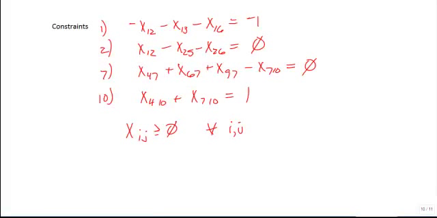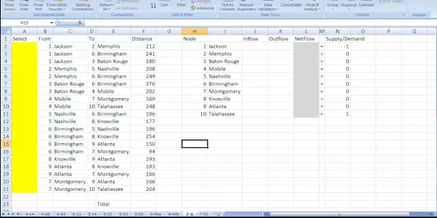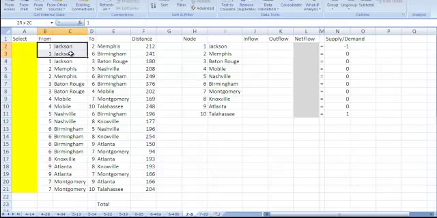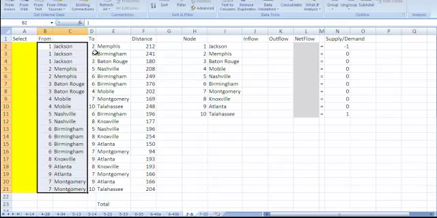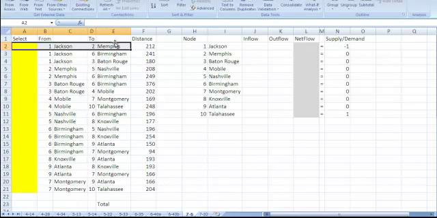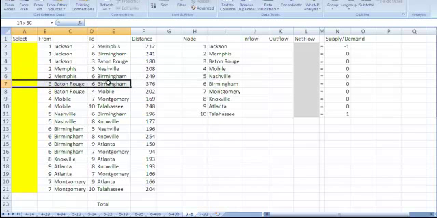Now, going to Excel. Again, we have set this problem up with our decision variables in column A. Column B identifies the from for that decision variable. Column D identifies the to. So this first decision variable is x12, representing the decision to travel from Jackson to Memphis. This decision variable, x36, the decision to travel from Baton Rouge to Birmingham.